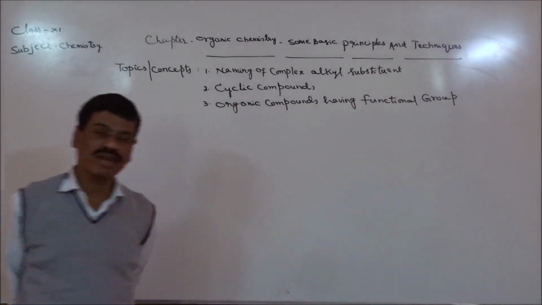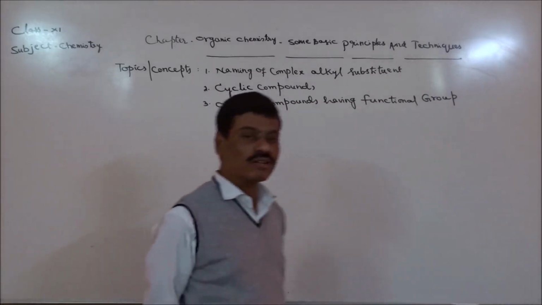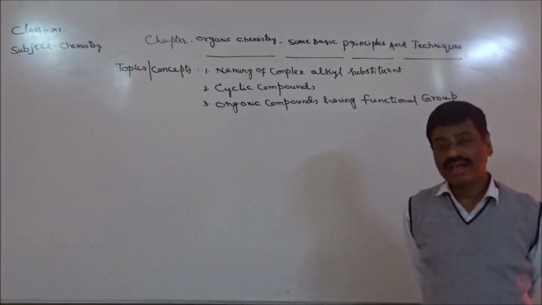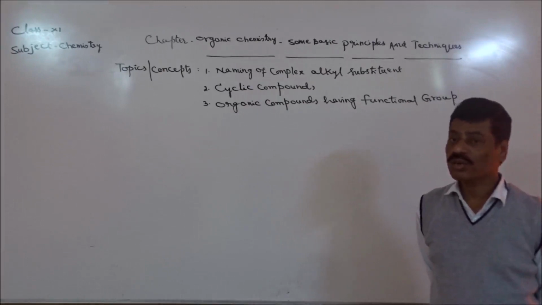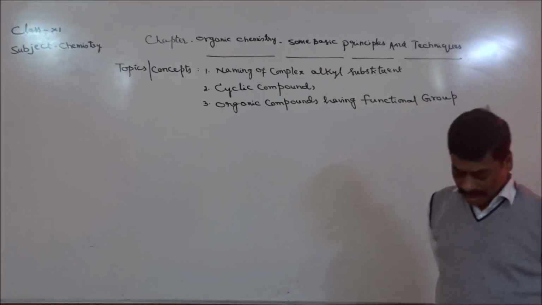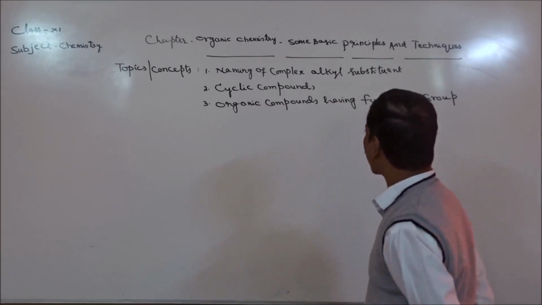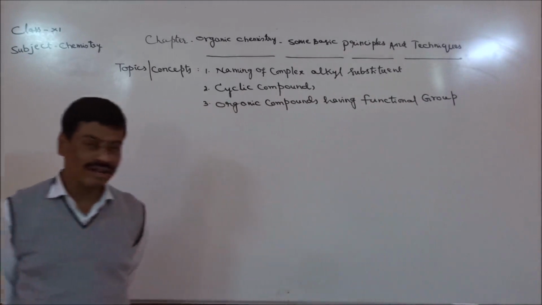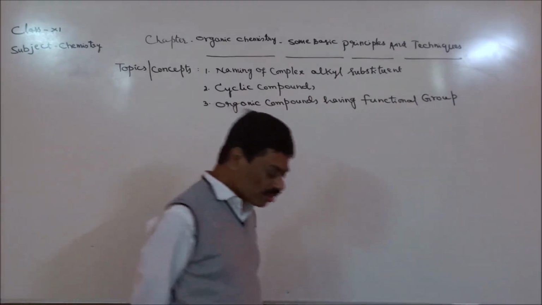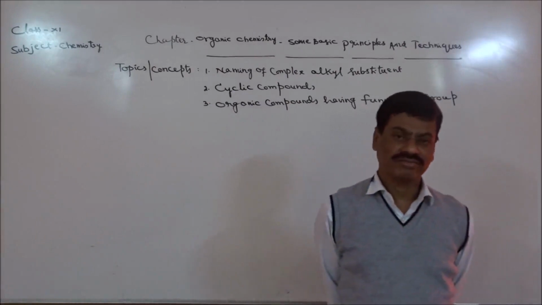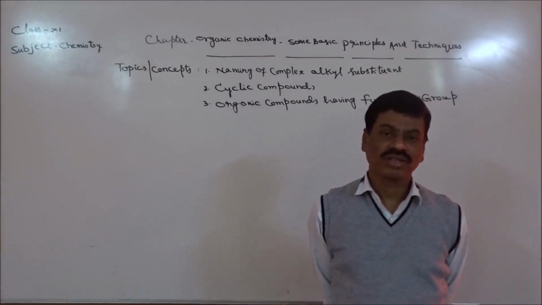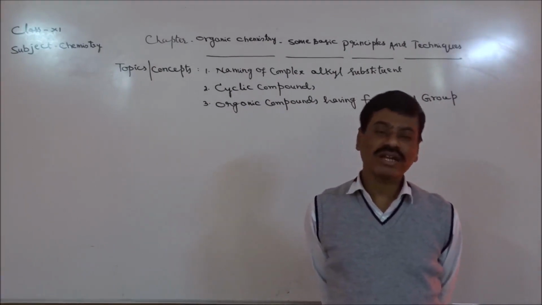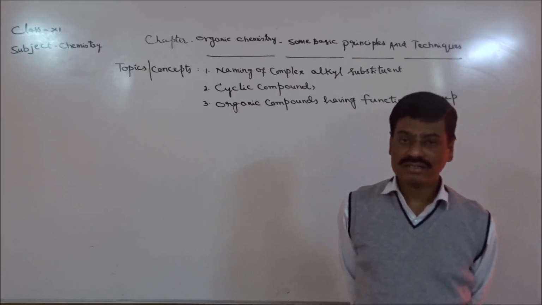Now let us see what is meant by complex alkyl group. Alkyl groups are known to us: methyl, ethyl, propyl, butyl, hexyl, heptyl, and so on. Now, complex alkyl groups or complex alkyl substituents means when we take the long chain of hydrocarbon, to any carbon atom hydrogen atoms are connected, right?